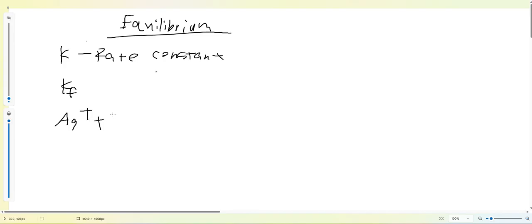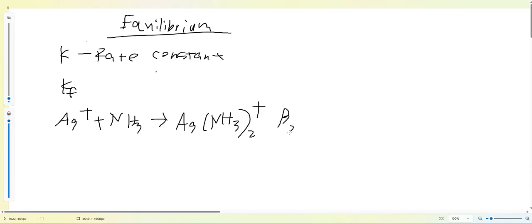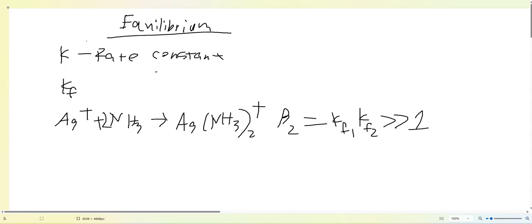silver plus ammonia turns into Ag(NH3)2 plus. And this is called beta 2, which is essentially just Kf1 times Kf2. Do mass balance, and this is actually going to be way, way, way greater than 1, something along the lines of 10 to the 20th. So for these kinds of equations, we can say that our initial reactant is so small that it essentially goes to 0.